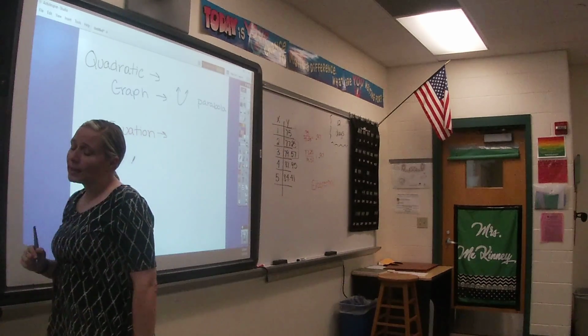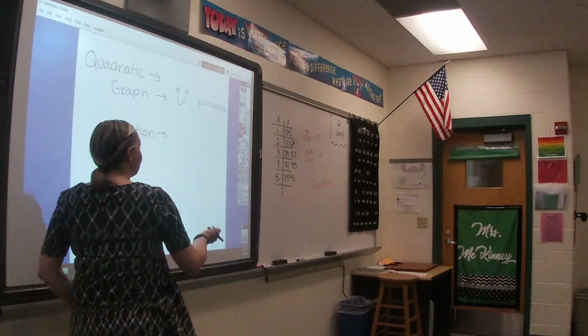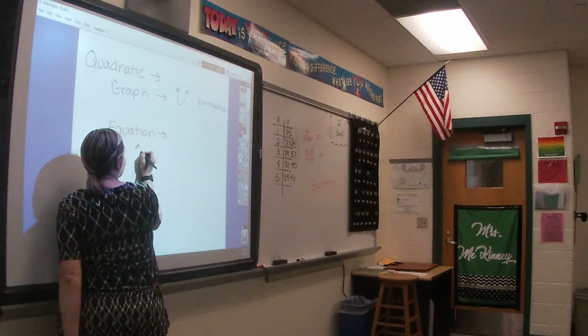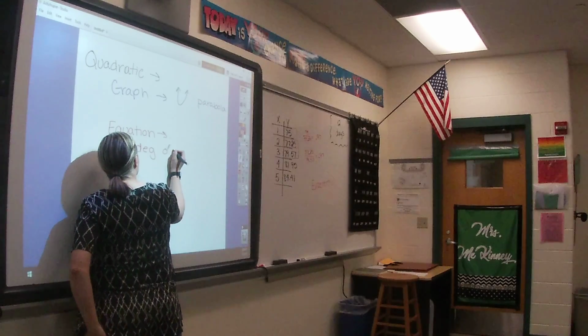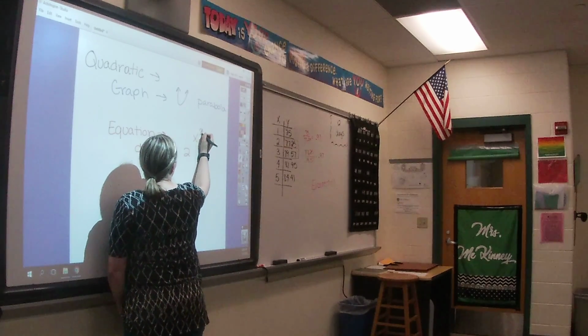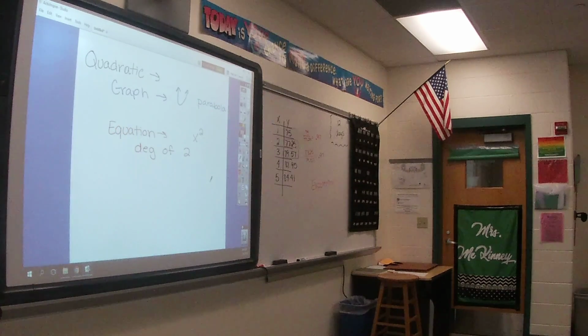What does the quadratic equation look like? It has an x squared in it because it's quadratic, right? It has a degree of 2. Okay, so it has an x squared in it. What types of ways can we write quadratic equations that we know of?